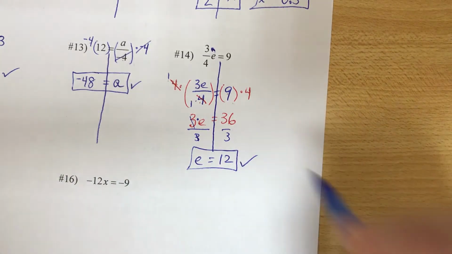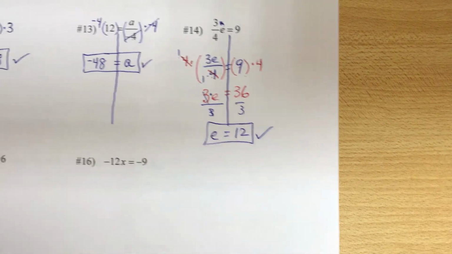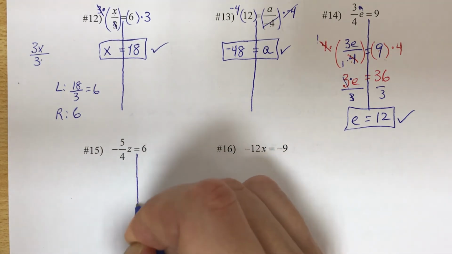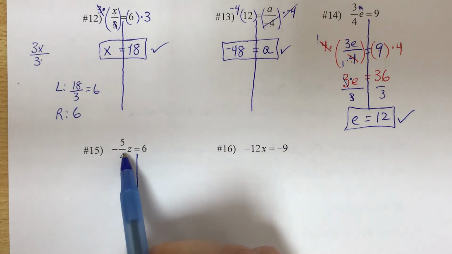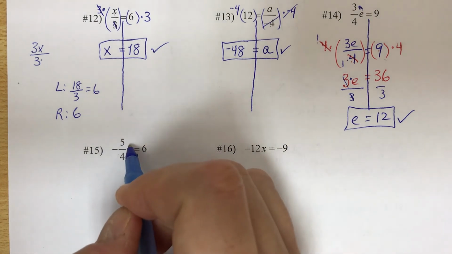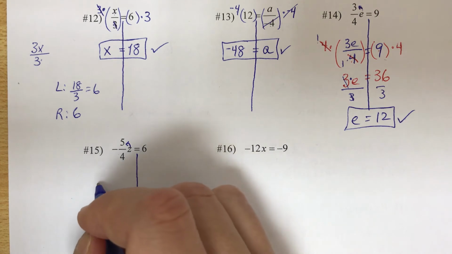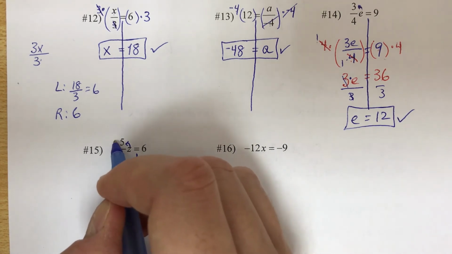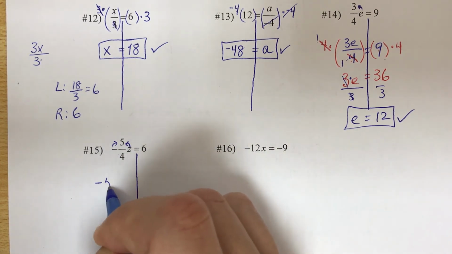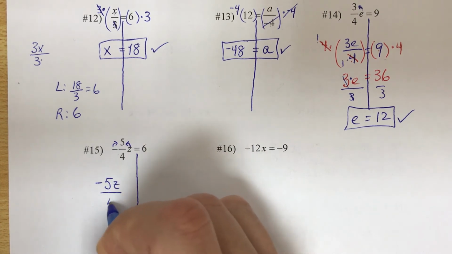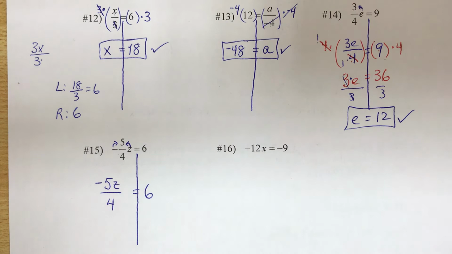This is awesome. All right, let's take 15, and then I'll show you a shortcut here. Again, we have a fraction, -5/4 times z. I am going to rewrite this where the variable is in the numerator. And I'm also going to put the negative up here with the top. Okay, and I'll talk about that in a moment. -5z divided by 4 equals 6.